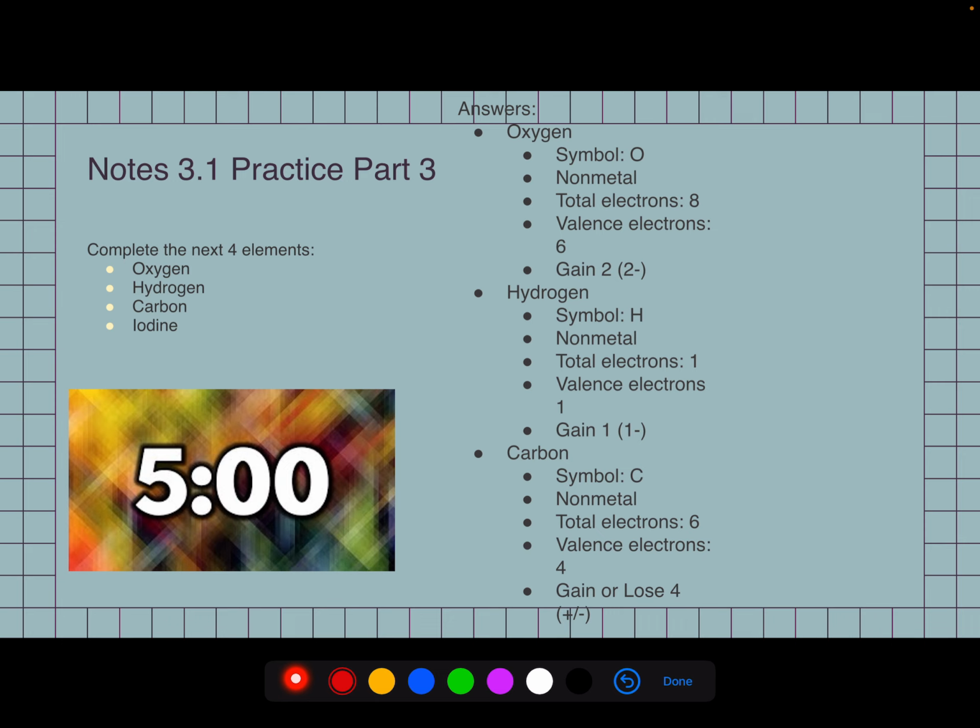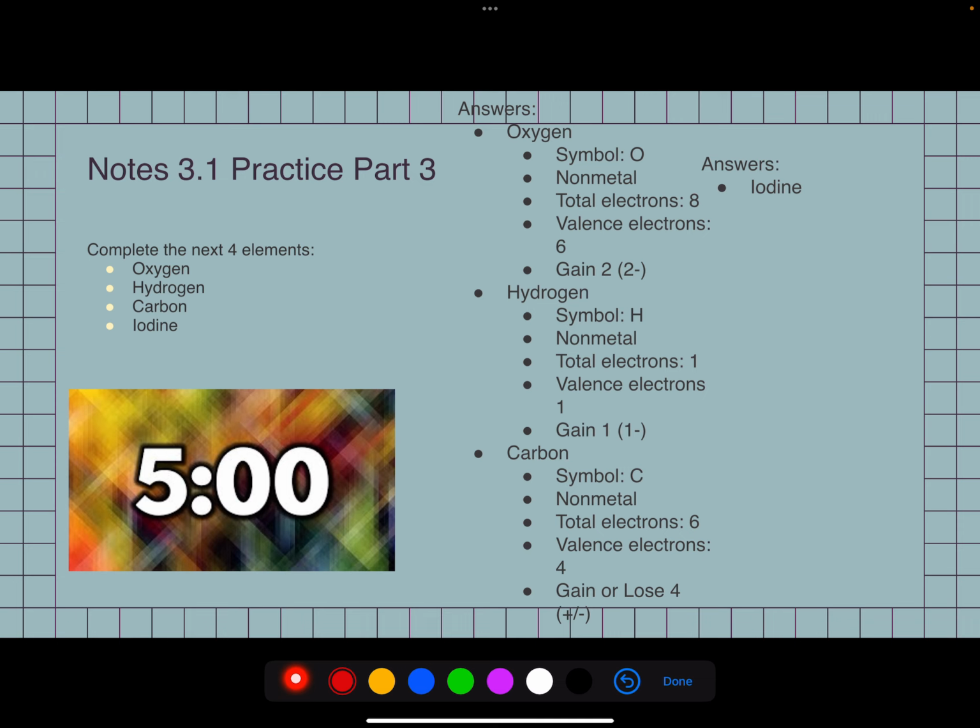So carbon is a tricky one. All your group 4 elements are going to be kind of weird like this. For the most part, they're going to be involved in more so of covalent bonds. But in this case, if they're going to try to gain or lose electrons, it could go either or. Okay, so that's why we're saying gain or lose 4. That's a plus or minus.